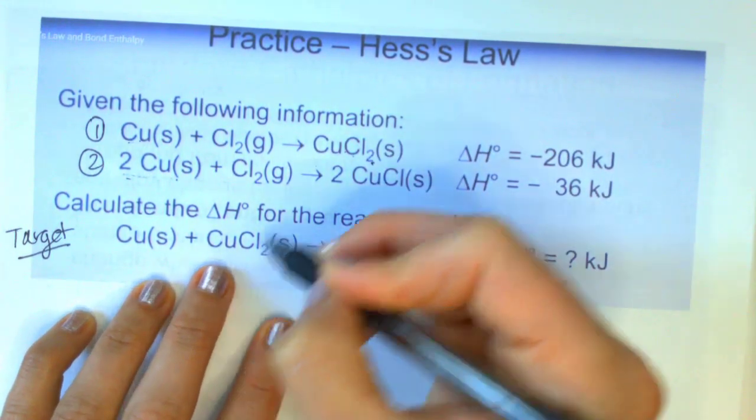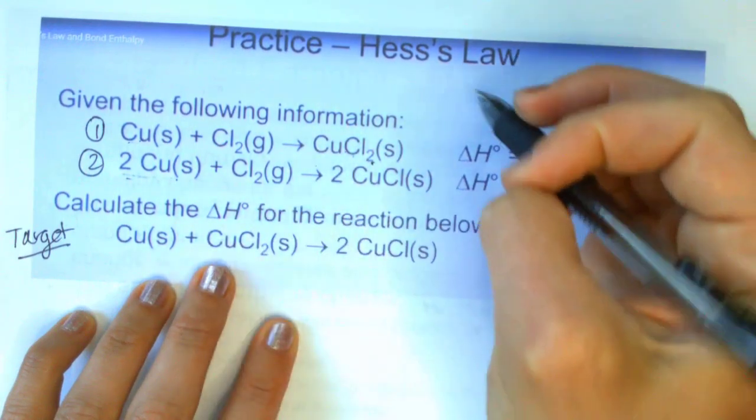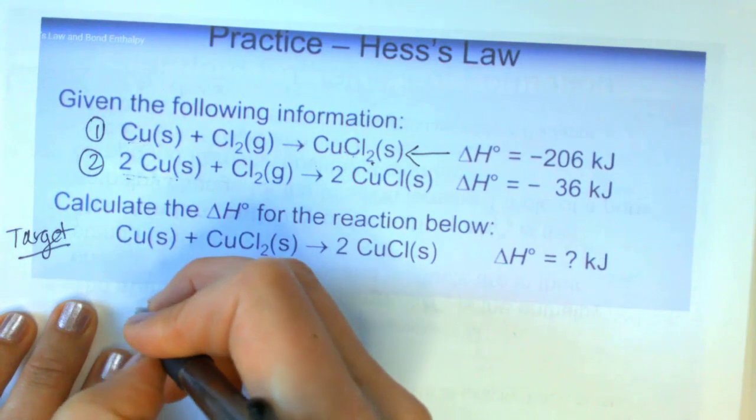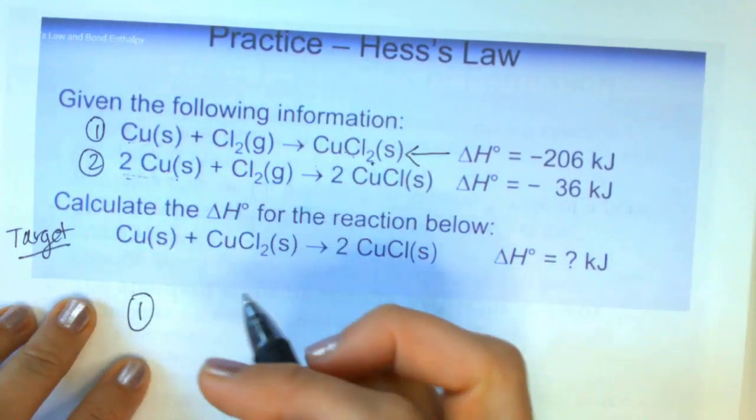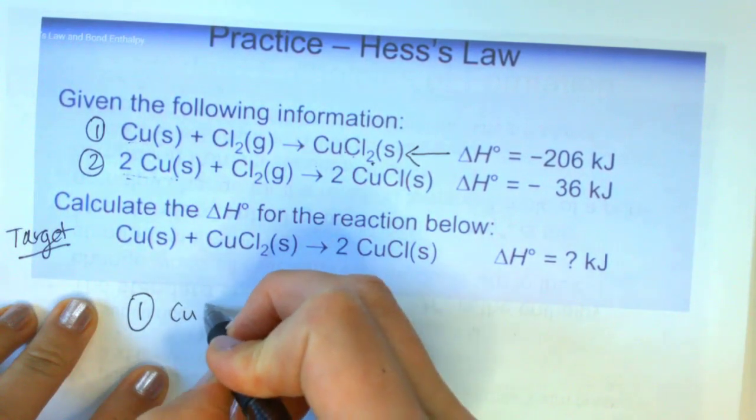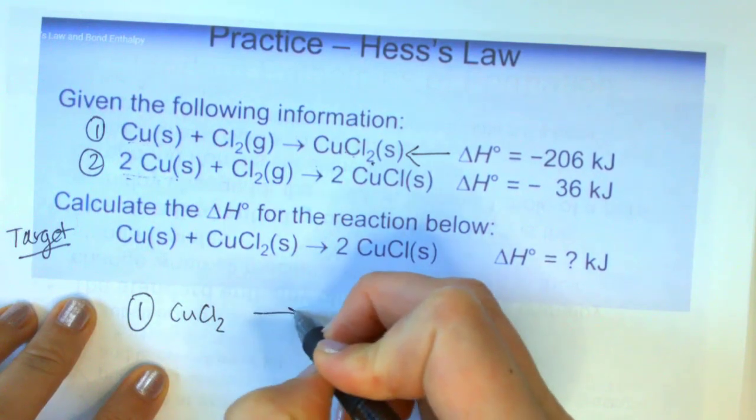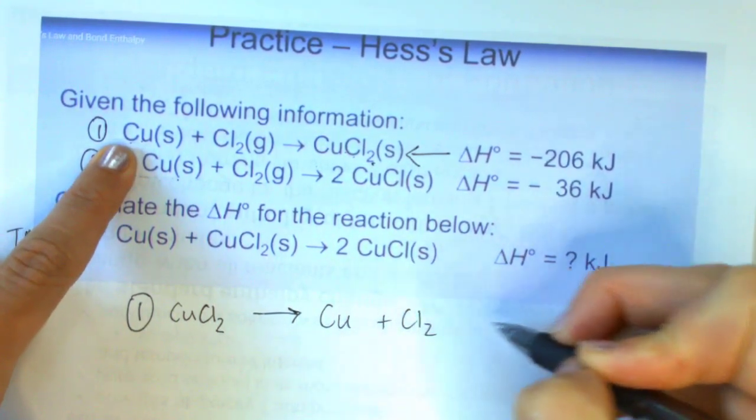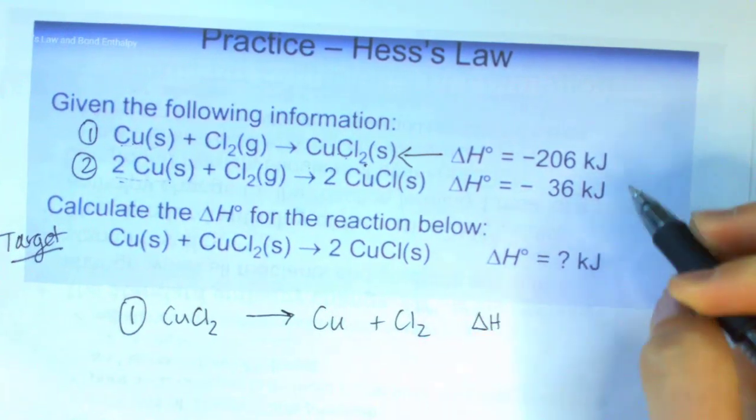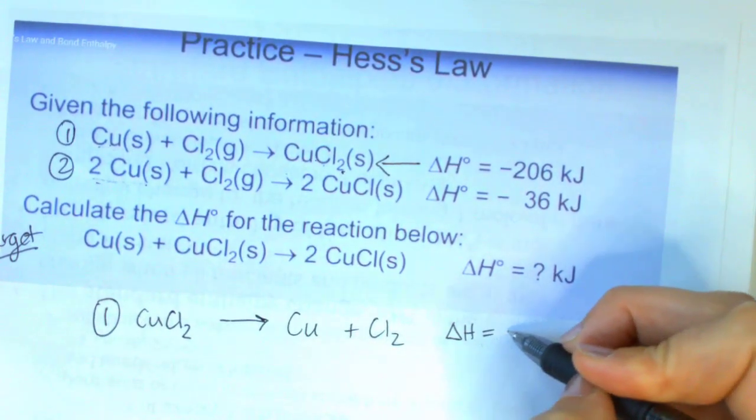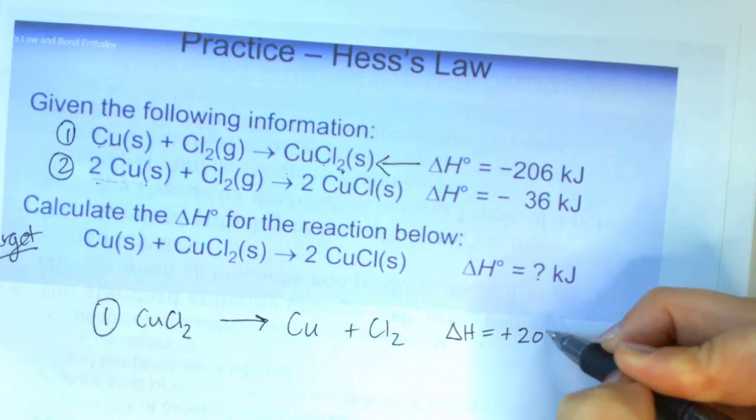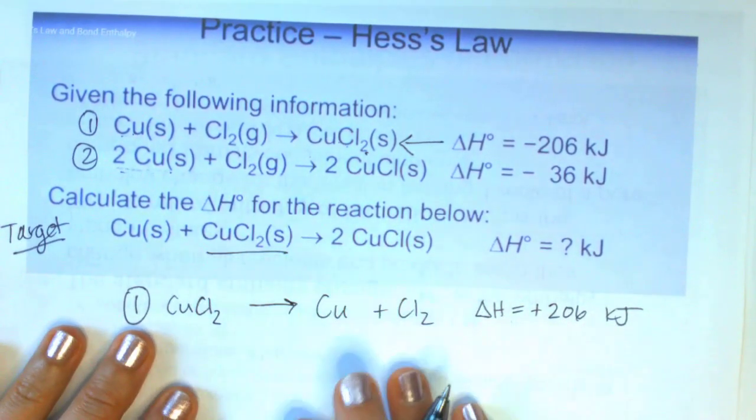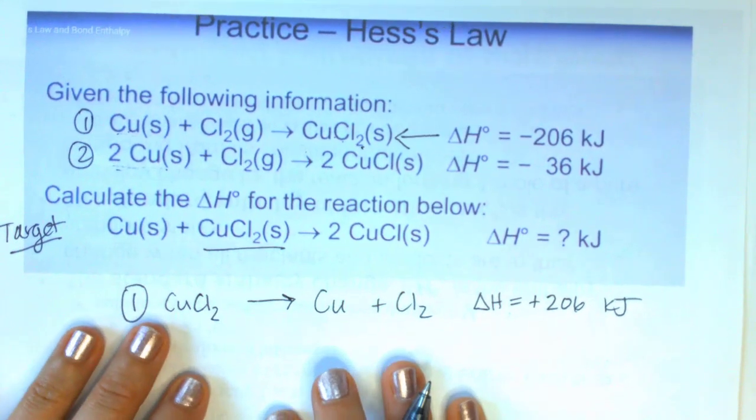be on the left. But luckily, our moles are 1 and 1. So all we need to do is flip this first reaction. So let's do that and write CuCl2 on the left, Cu plus Cl2, and then that delta H, all we have to do is flip the sign. So it's 206 kilojoules. Okay, so that gives us our CuCl2 on the left.